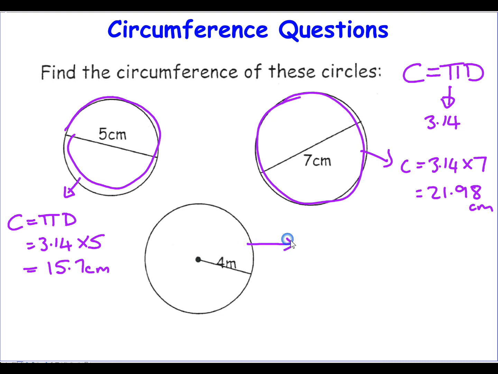Finally, let's have a look at this circle. So our circumference is equal to pi d, where pi is 3.14.